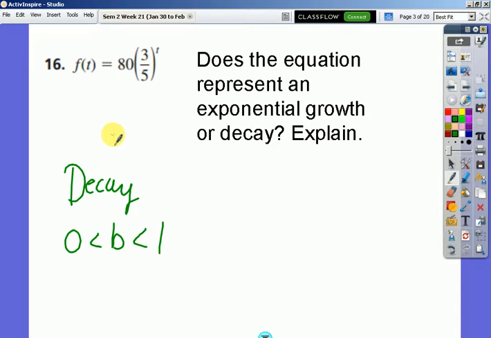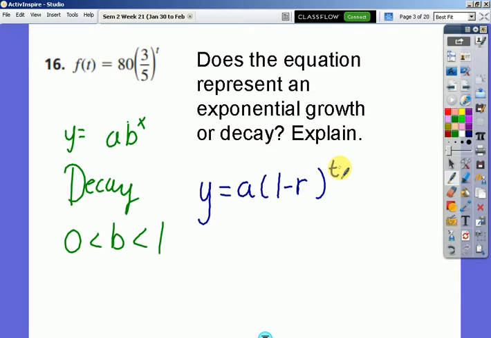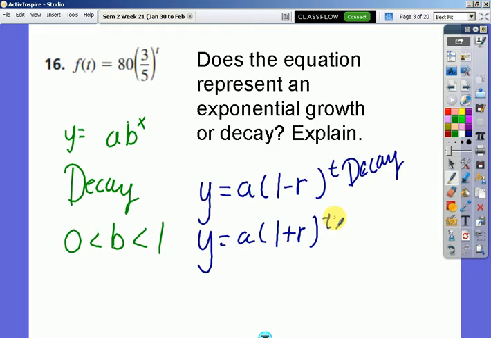So our general form is a b to the x. Now for exponential growth and decay, it's a little bit more complicated, but not too much more. So for decay, it's y equals a times, do you remember what goes on the inside of the parentheses? 1 minus r, I will give this to you on the quiz, okay? 1 minus r to the t, right? And then that's decay. What's different with growth? 1 plus r to the t, that's growth. I will give you those, so you don't have to worry about memorizing it.